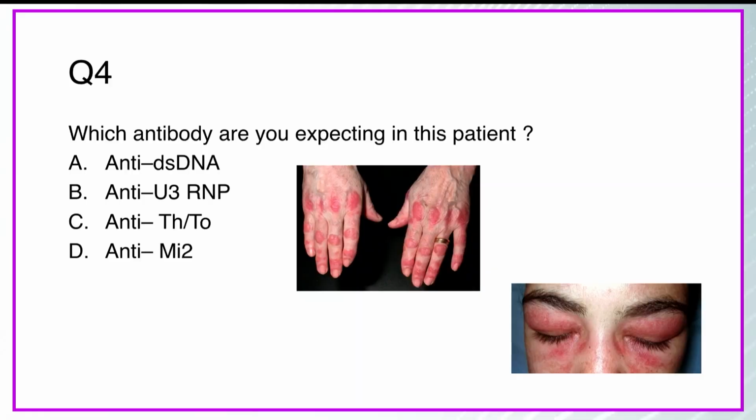Moving on, which antibody are you expecting in this patient? A. Anti-dsDNA, B. Anti-U3RNP, C. Anti-Th/To, and D. Anti-Mi2.